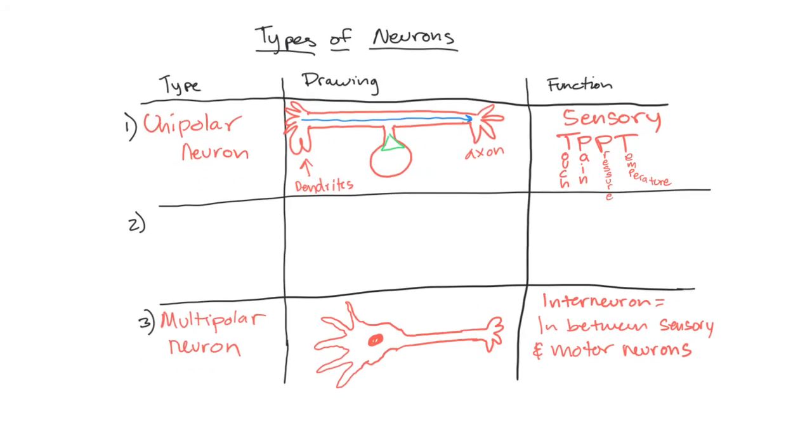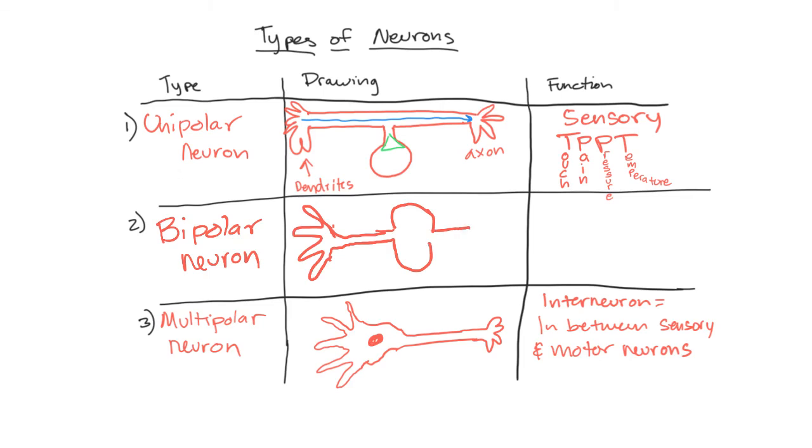So they function differently. Most of them function like we talked about before. That makes sense if that's the most common. Yeah. All right, then the last one is bipolar. And so it has dendrites on one side, the cell body in the middle, and the axon on the other side. These are also sensory neurons.